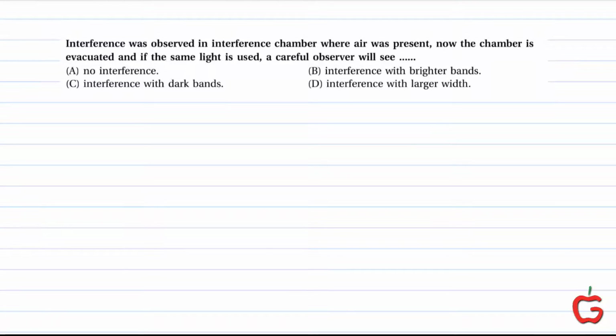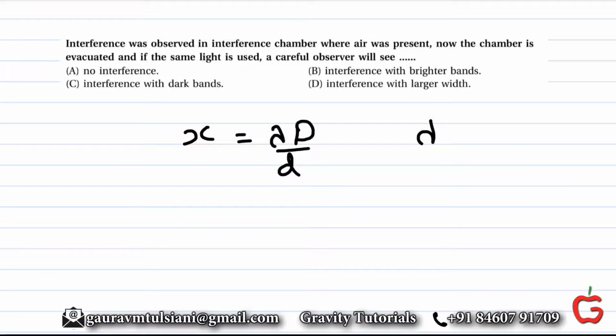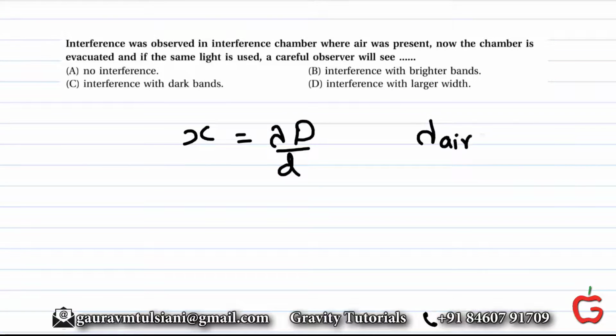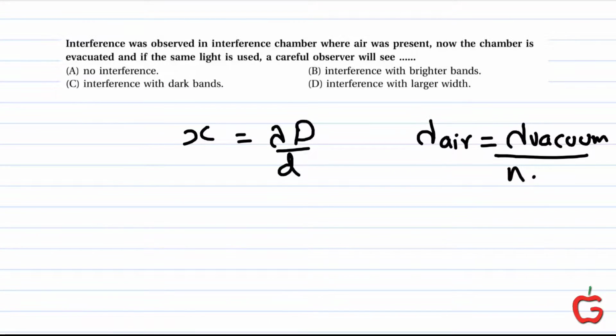So the size of the constructive interference bands, the interference bands, is x equals lambda D by d. Now this lambda depends on the medium. So the difference between air and vacuum is that the wavelength of light in air is the wavelength of light in vacuum divided by the refractive index of air. So the wavelength of light in air is slightly lesser than the wavelength of light in vacuum.